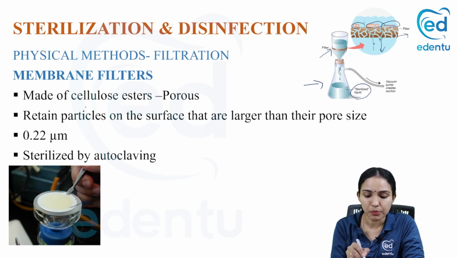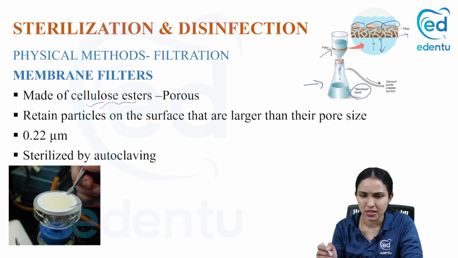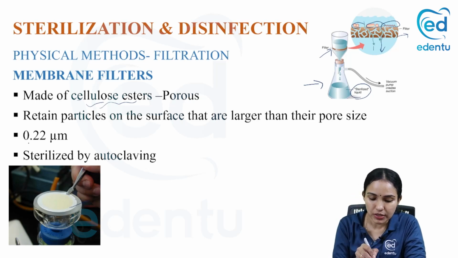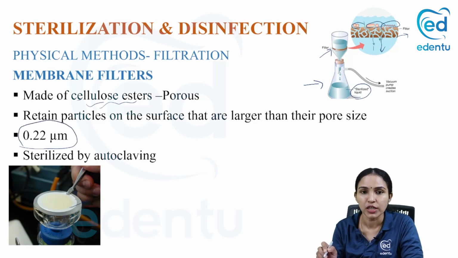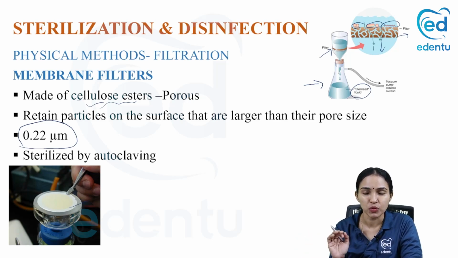So what are they made up of? They are made up of cellulose esters, nitrocellulose esters. They are porous because they contain pores, and depending upon the pore size, they can retain certain organisms. Generally, the pore size that we use in most membrane filters is 0.22 micrometers. We know most bacteria are around 1 to 2 micrometers in size, so all those microbes which are bigger than this pore size will be retained on the surface of the membrane.